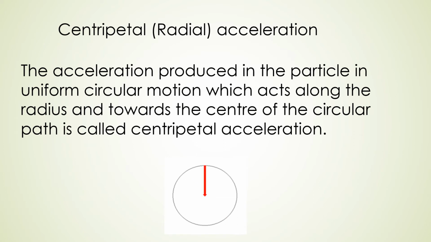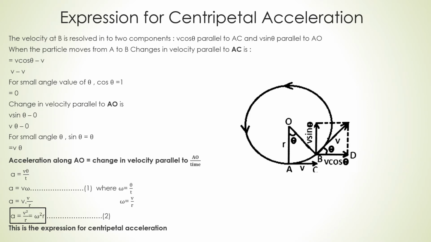Let's define the centripetal acceleration. The acceleration produced in the particle in uniform circular motion, which acts along the radius and towards the center of the circular path, is called centripetal acceleration.